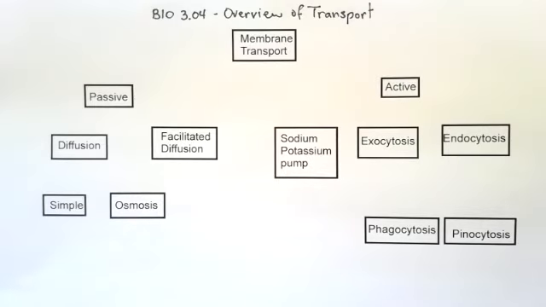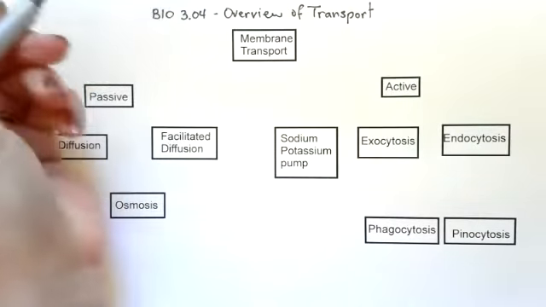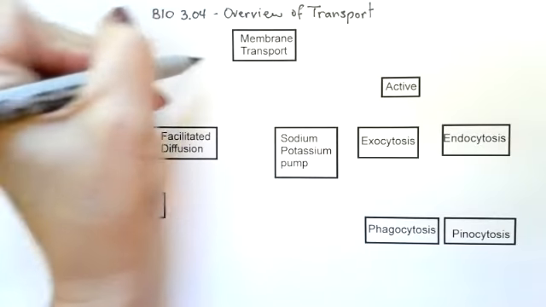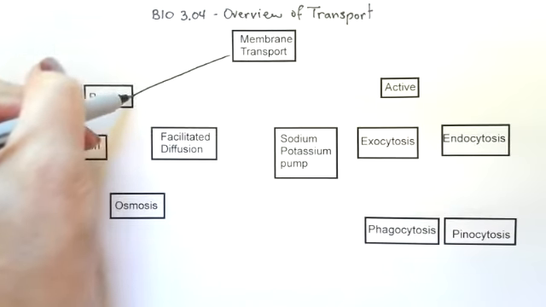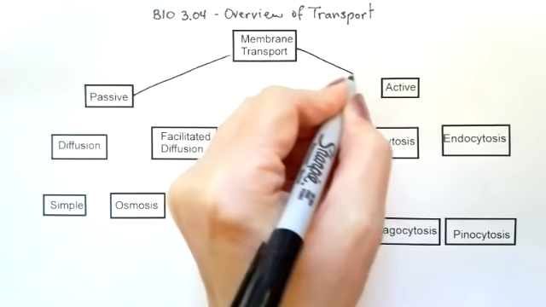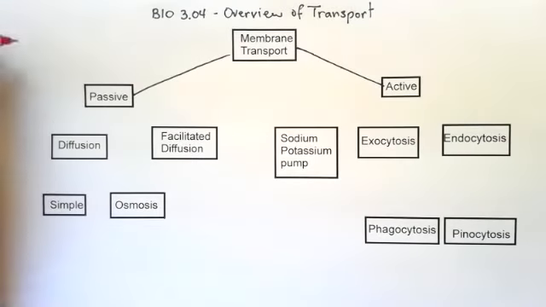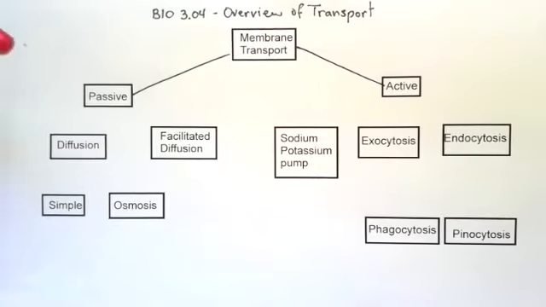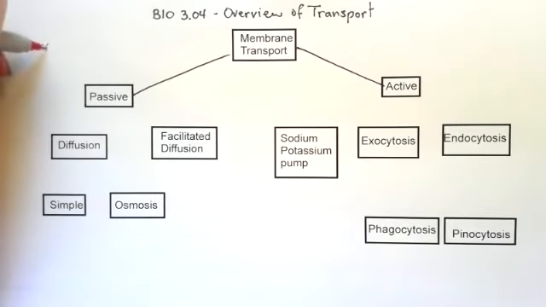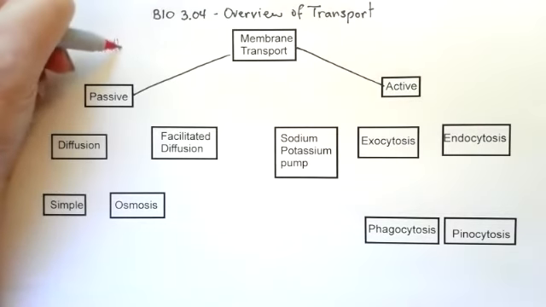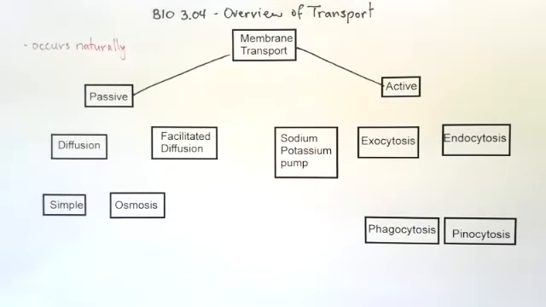So we divide membrane transport into two categories. This is a flow chart. You're going to go one way or the other. So we can have passive transport or we can have active transport. Passive transport, so let's write some bullet points with this. Passive transport occurs naturally. It'll happen whether we want it to or not.